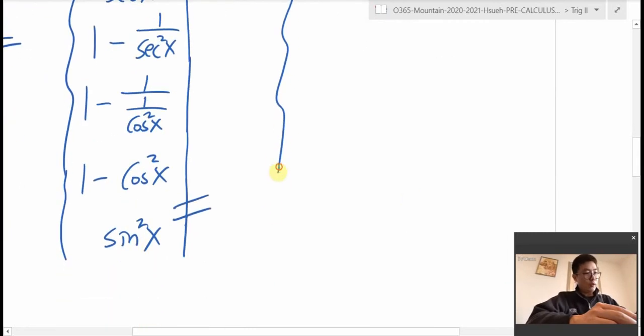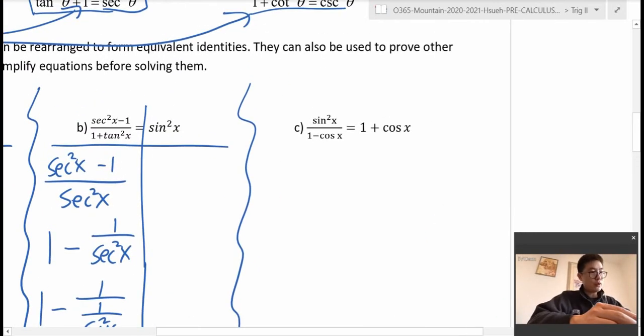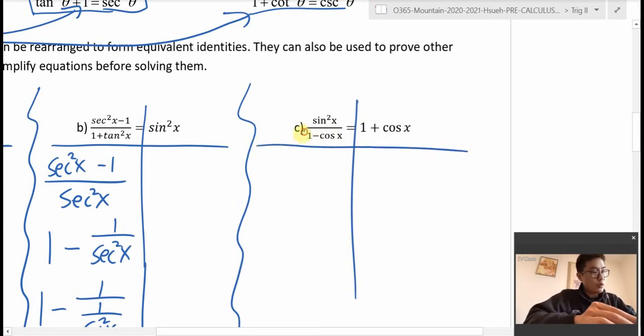Okay, the third one, this is the third trick that I'm going to show you. Sometimes you will need to multiply by what we call the conjugate. Hopefully you remember what that is from Pre-calc 11. If you don't, that's okay, I'm going to show you. You use this trick mostly when you see 1 plus or minus cosine x, or 1 plus or minus sine x.